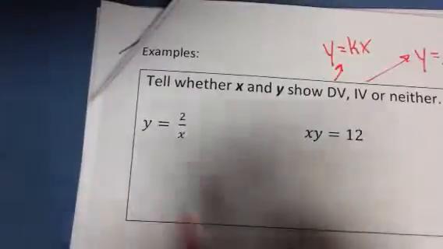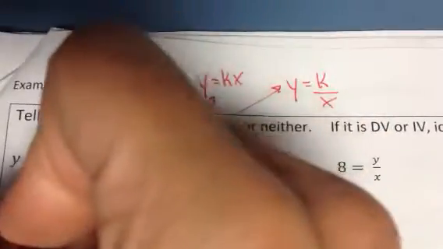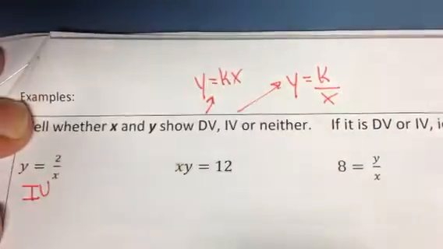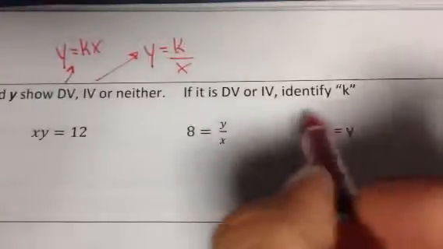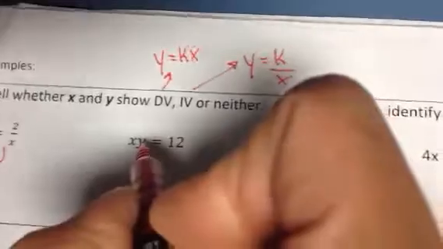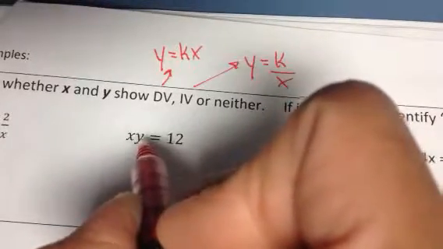So what does it show? This is y equals 2 over x. That matches this. This is inverse variation. Now, if it is variation, I do want you to tell me what k is, and in this problem, k is 2. This is not an equation yet. I need it to be y equals.